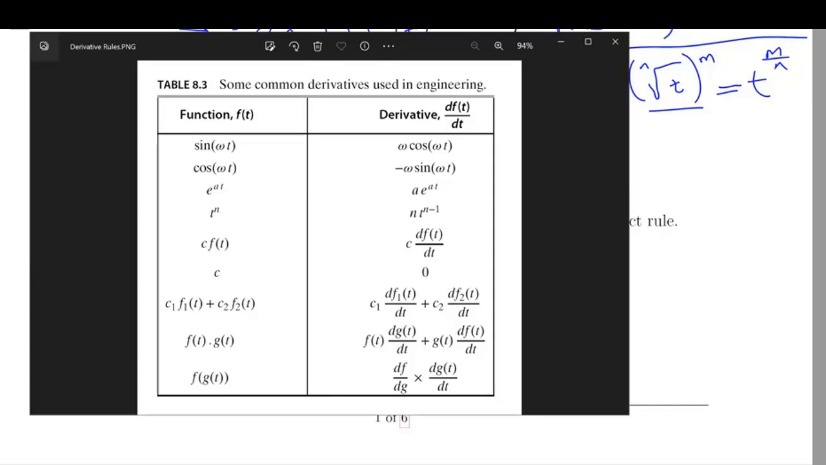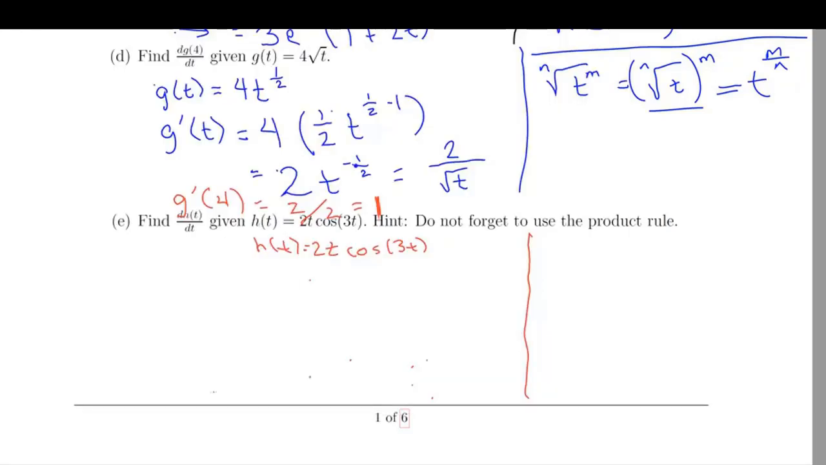Here, let's do the problem. I have F times G. And that means if I want to take the derivative of that, now I'm going to say F equals and G equals. What should we make F equal to? F could be equal to 2t. Sure. Then what would F prime be?